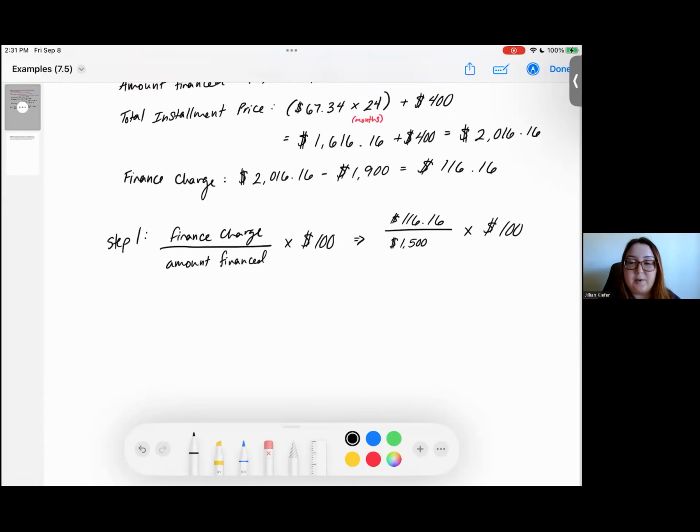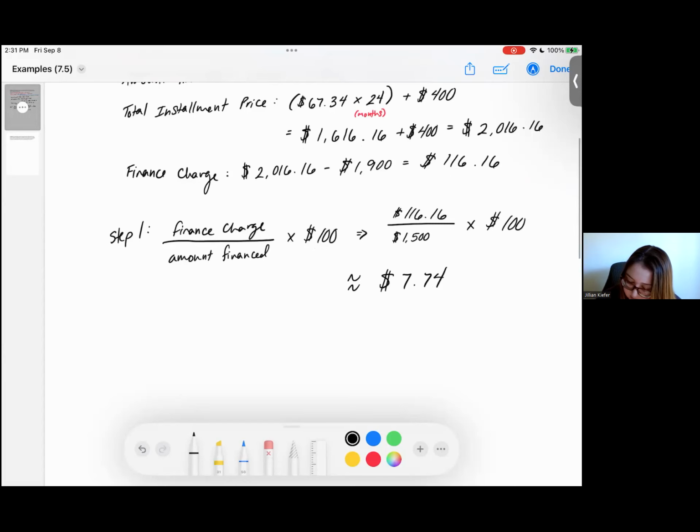So we can use a calculator to go ahead and calculate this value. And this should come out to, and we'll round to the nearest cent, of course, $7.74. So from step one, we found that for every $100 that was spent, there was about $7.74 extra for a finance charge. So we used our value from step one. So now we get to go to step two and find the APR value.